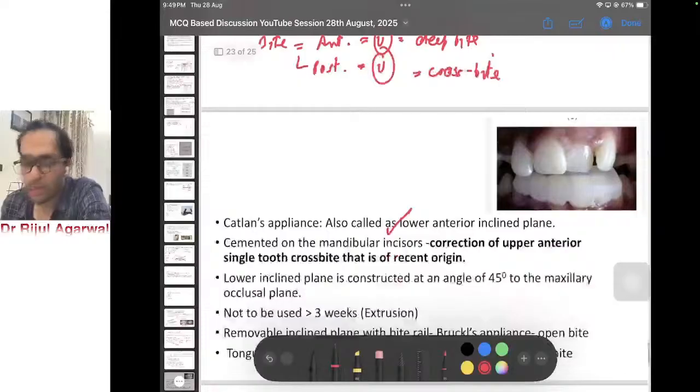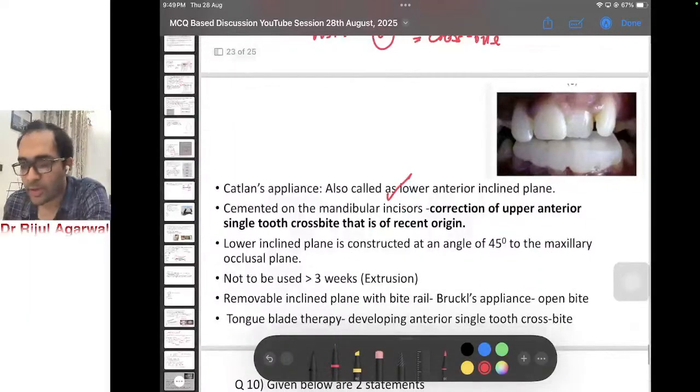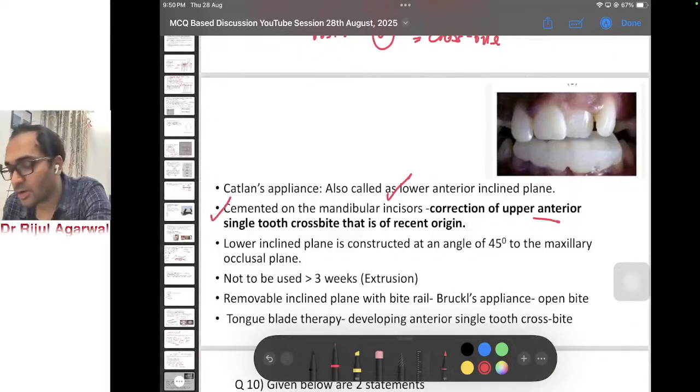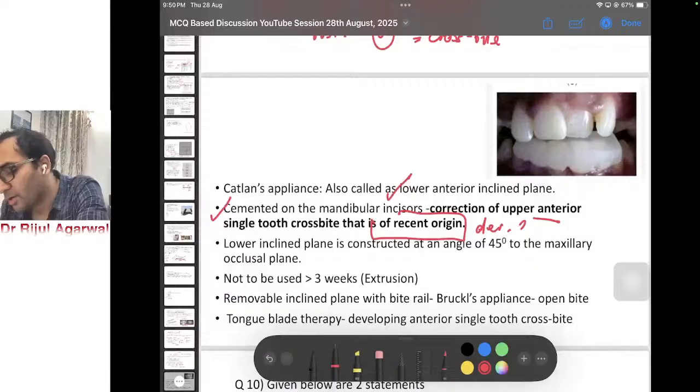Coming to our question on CAD lens appliance, CAD lens is a lower anterior inclined bite plane. It is first of all not a removable, it is a fixed appliance as it is cemented on mandibular teeth. It brings about correction of upper anterior teeth, that is single tooth cross bite, that is of recent origin, or in other words, developing cross bite.